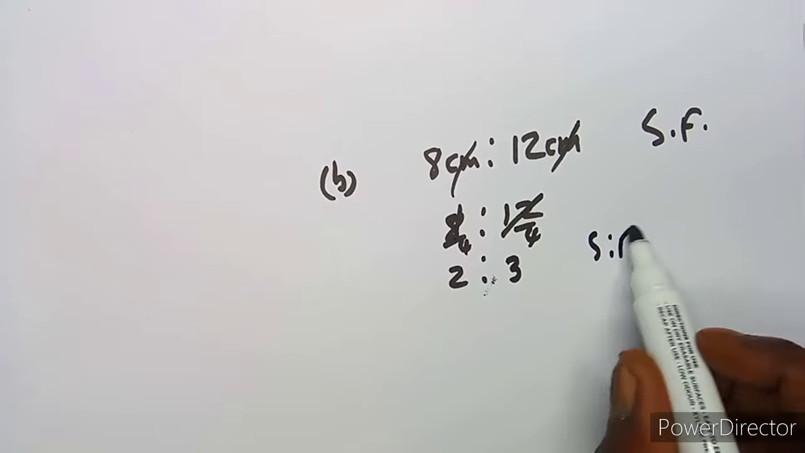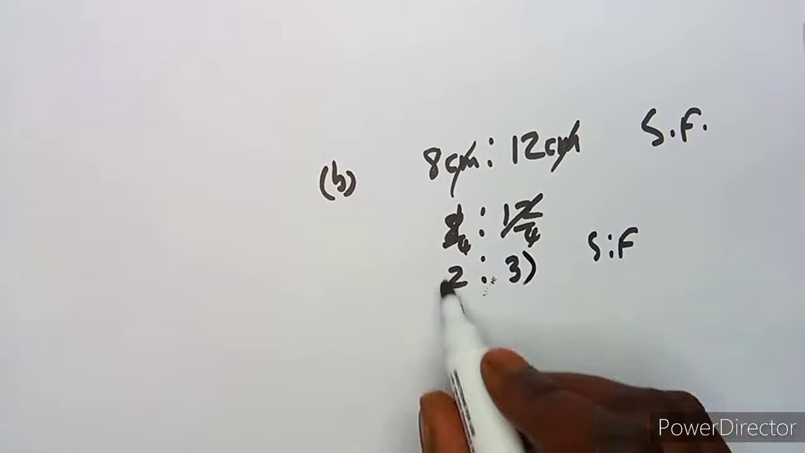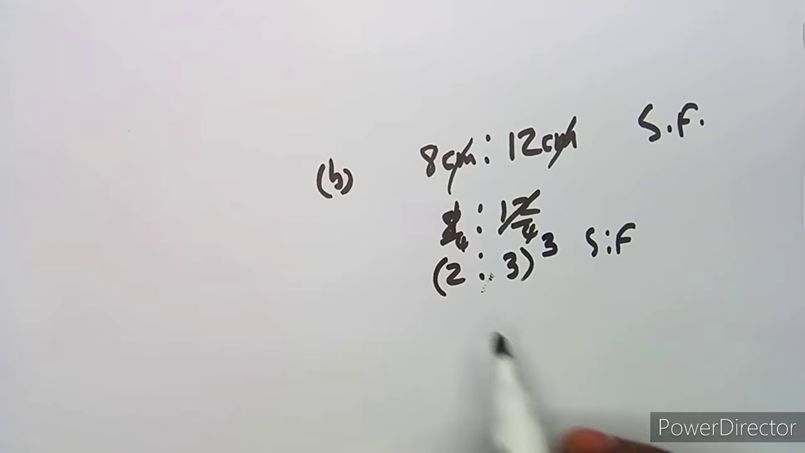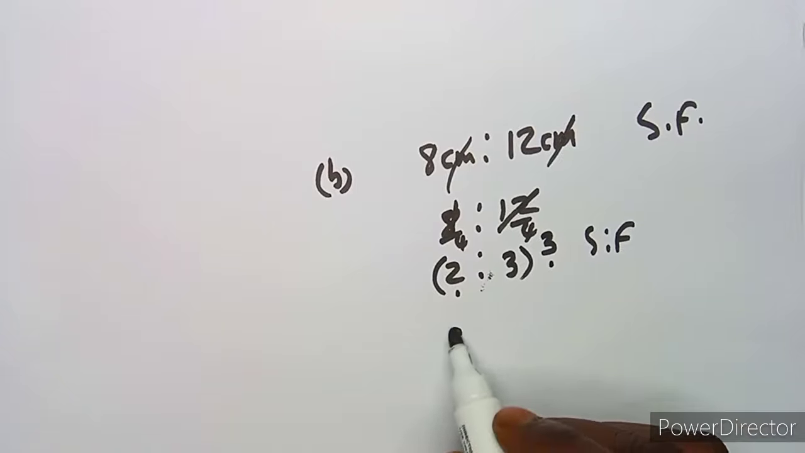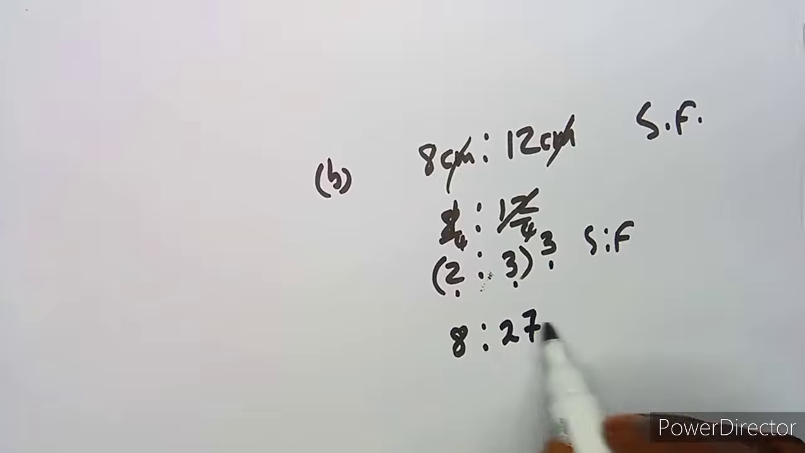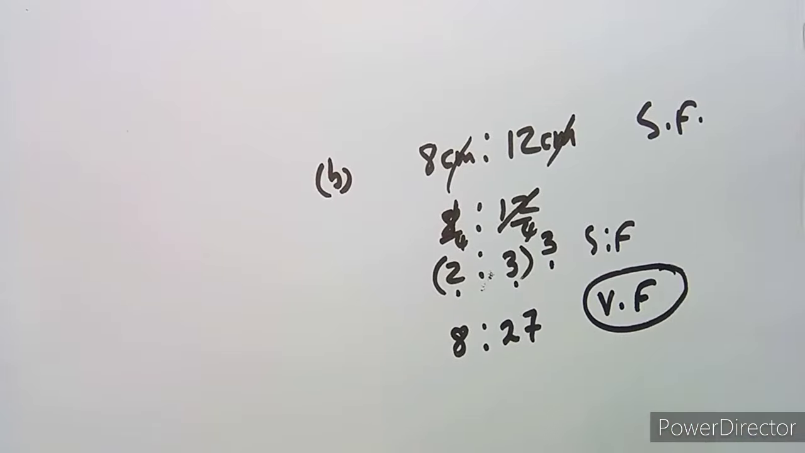So this is still our scale factor, because we are just writing it in its simplest form, in a simpler version. Now, what is our volume factor? From scale factor to volume factor, remember, guys, I told you, you raise to the exponent of 3. So 2 to the power of 3 is going to give us 8, and 3 to the power of 3 is 27.